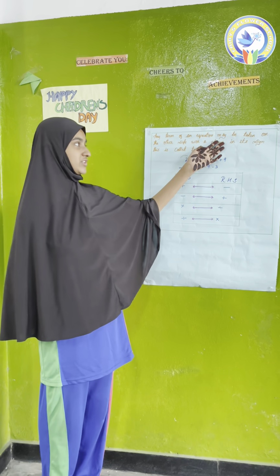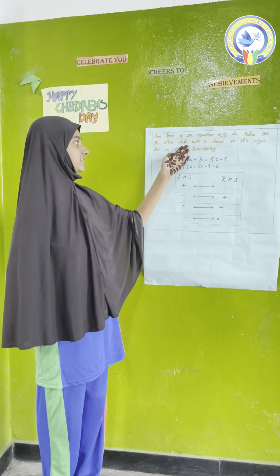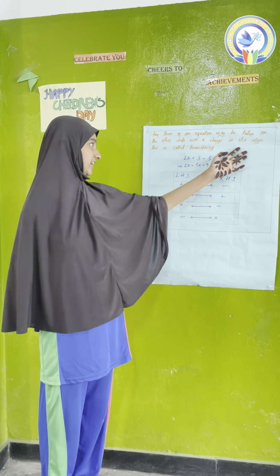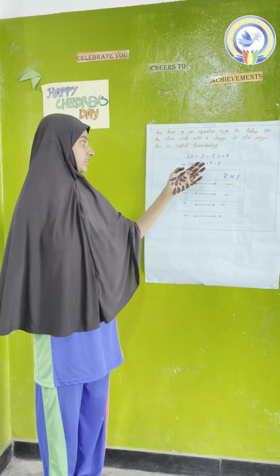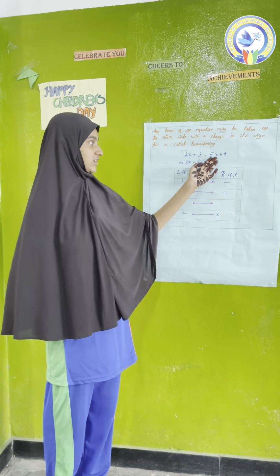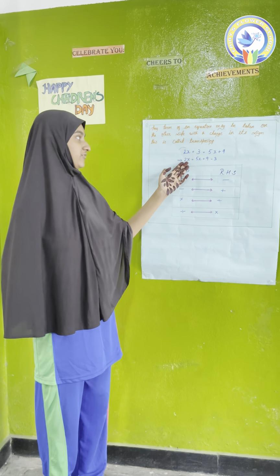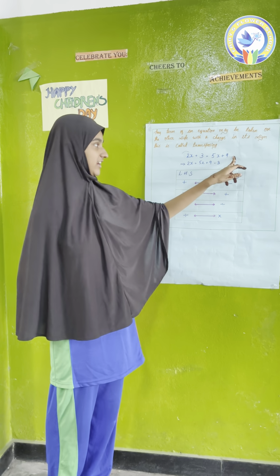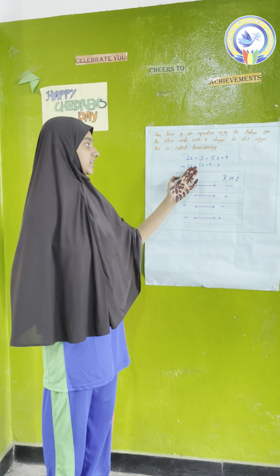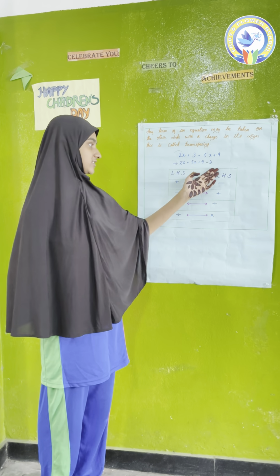Any term of an equation may be taken to the other side with a change in its sign. This is called transposing. Example, 2x plus 3 is equal to 5x plus 9. If we take plus 3 to that side, it will become minus 3. So, 2x is equal to 5x plus 9 minus 3.